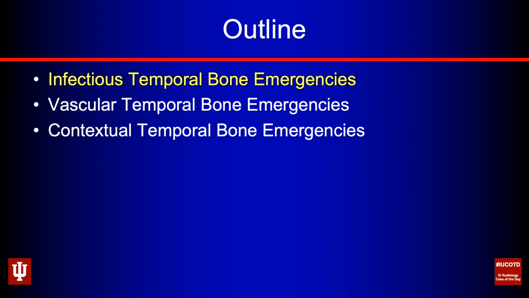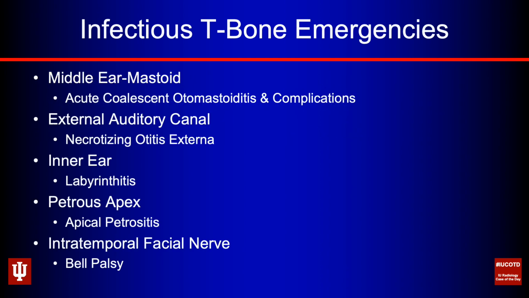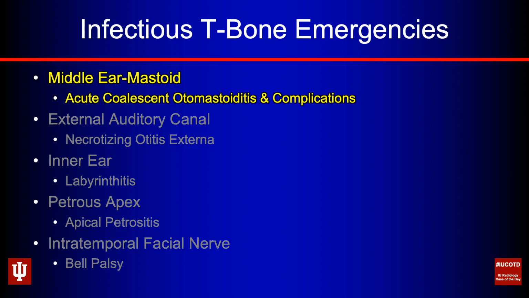So, first up, we're going to focus on infectious temporal bone emergencies, and this is going to make up the bulk of my talk. I like to break it up into different subsites of the temporal bone that are involved. So first we're going to start with the middle ear and mastoid, because that's just where we see probably the bulk of the infectious emergencies involving the temporal bone.